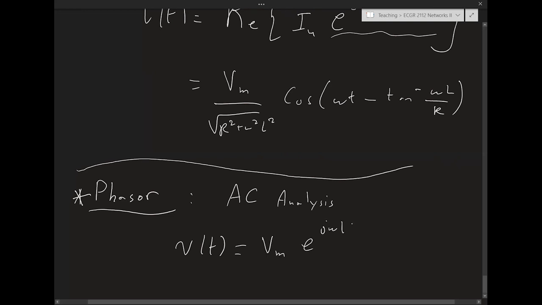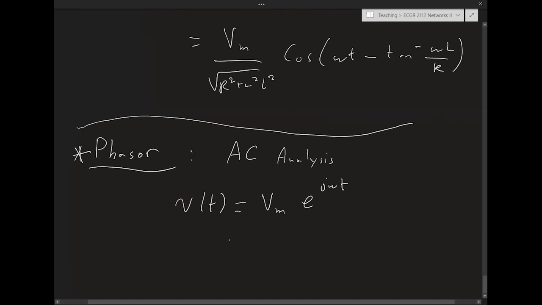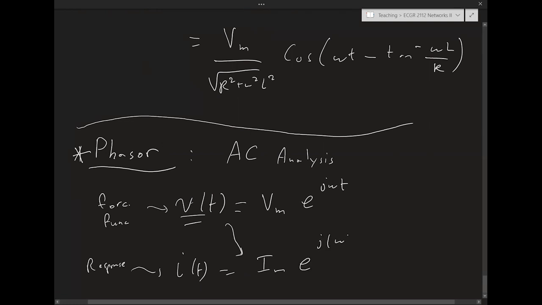Vm e^(jωt). And we said it leads to some response, I of t. The response could be some voltage somewhere, some other voltage, it doesn't have to be current. But the distinction is that this is the forcing function, and this is the source essentially, and this is the response. The response is going to look something like this: some magnitude, and then e^(j(ωt + φ)).